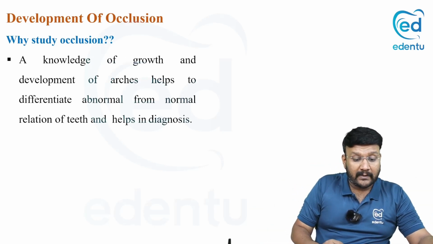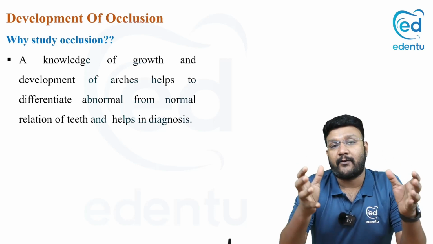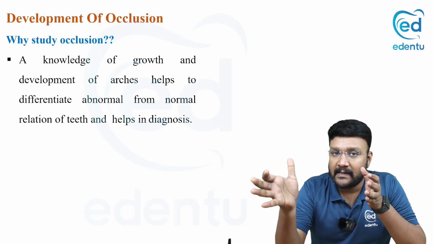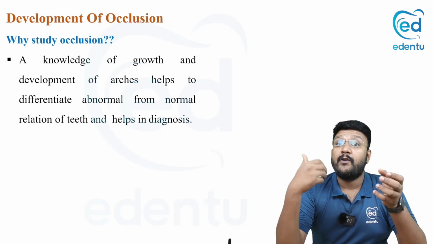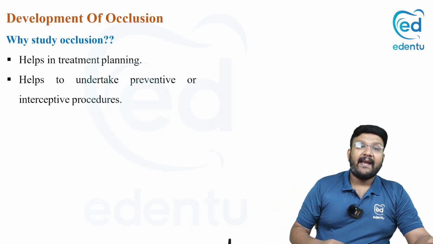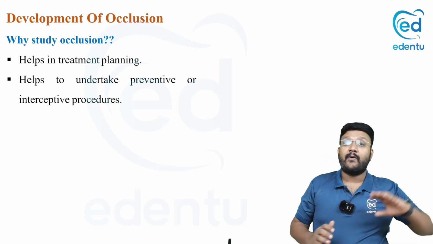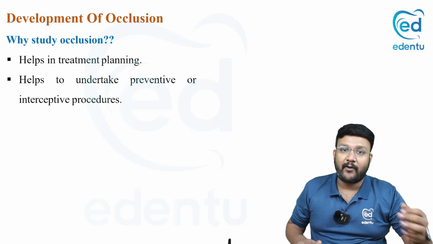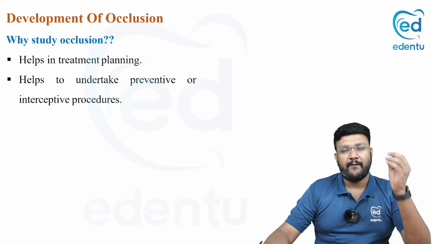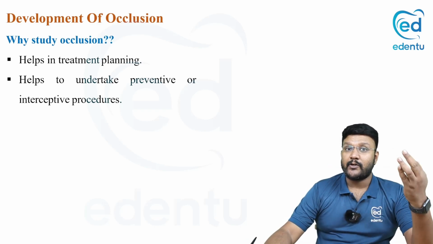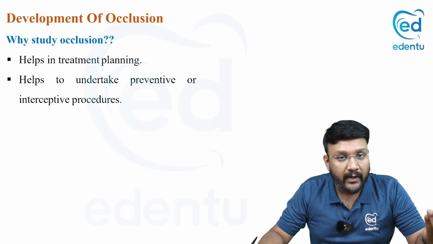Next, knowledge of growth and development of the arches helps to differentiate abnormal and normal teeth relationship, which helps in diagnosis. Once you know the normal as well as the abnormal changes that occur in tooth development, or when the tooth exchange happens, then only will you be able to achieve a diagnosis. If you get a good diagnosis, then only will you plan a good treatment. It also helps to undertake preventive or interceptive orthodontic therapy, because if you want to do any preventive or interceptive orthodontic therapy, you should know what is the normal occlusion, at what age this tooth comes, at what age that particular tooth exfoliates, all those things you should know.